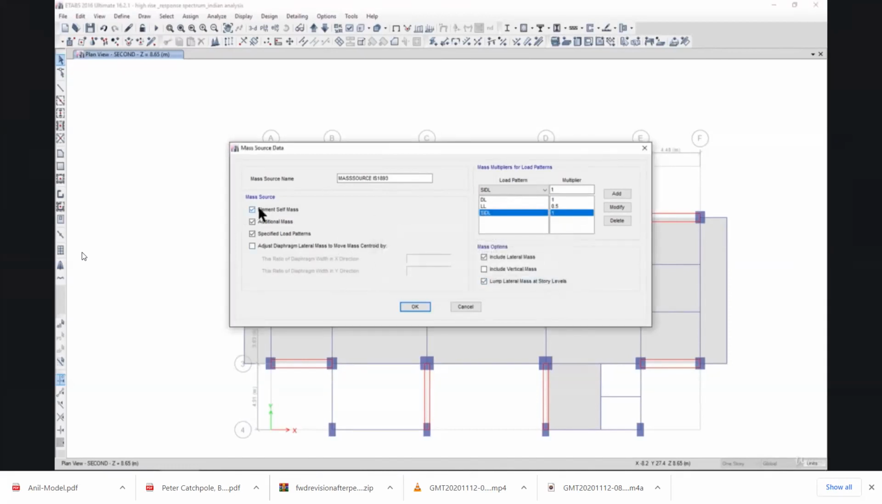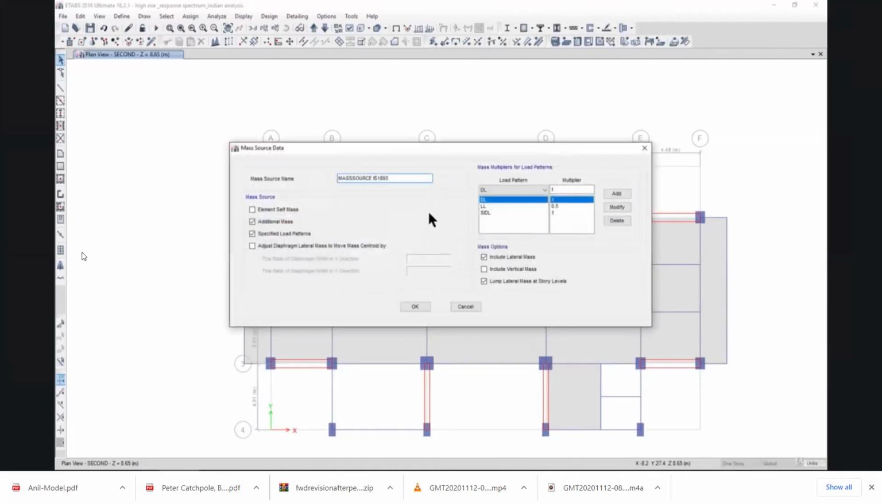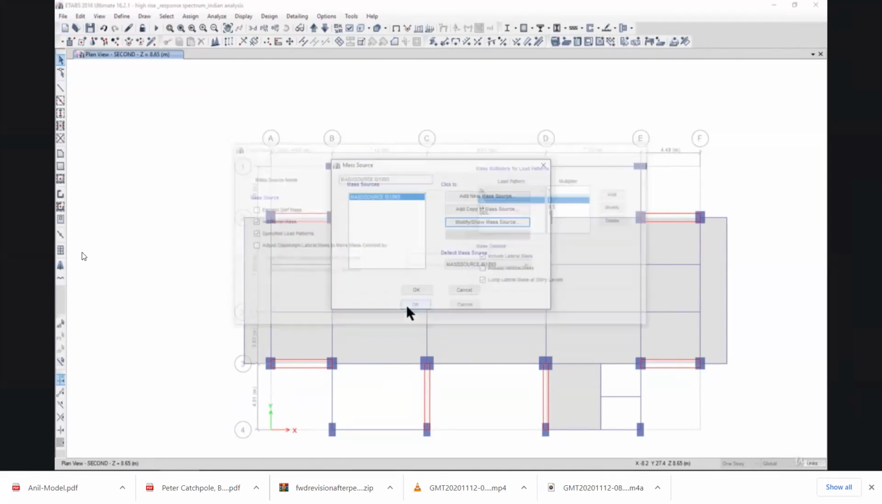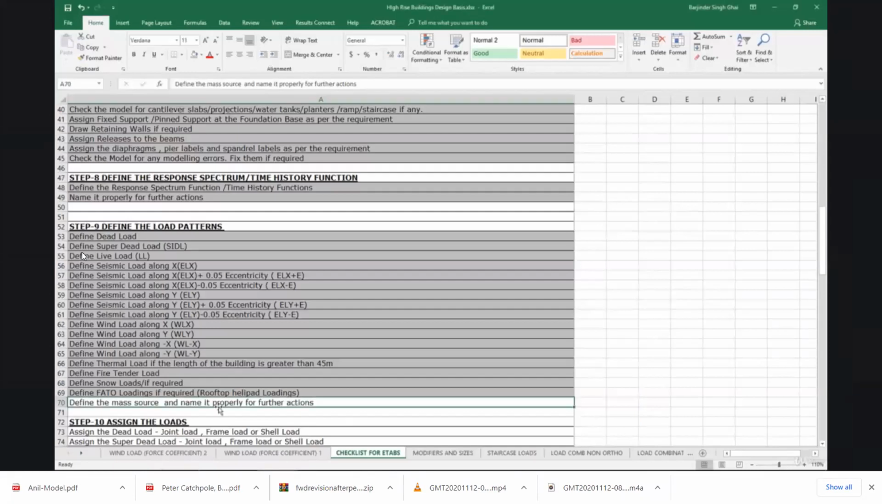So we will left click on no, and then we will untick this option, and then when we left click on OK, now it is perfectly defined. I'm repeating here, if you are defining dead load plus live load plus SIDL here, we don't need to select here. So left click on OK and then left click again on OK. So now we have defined the mass source also.